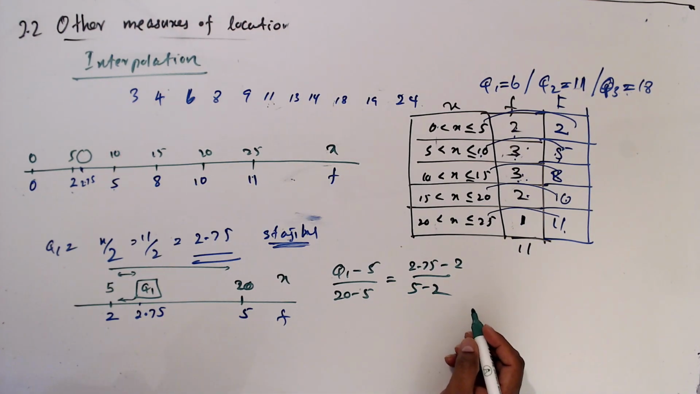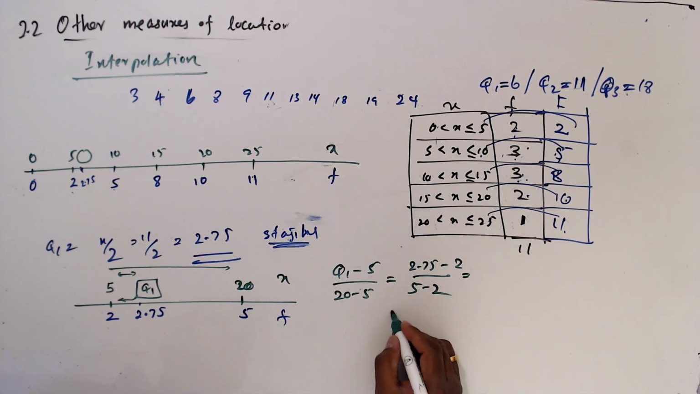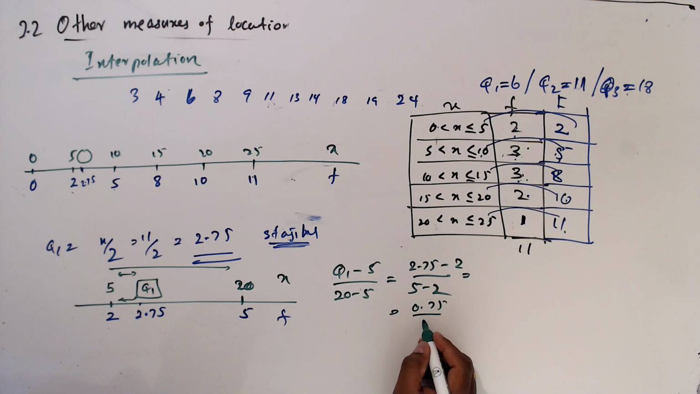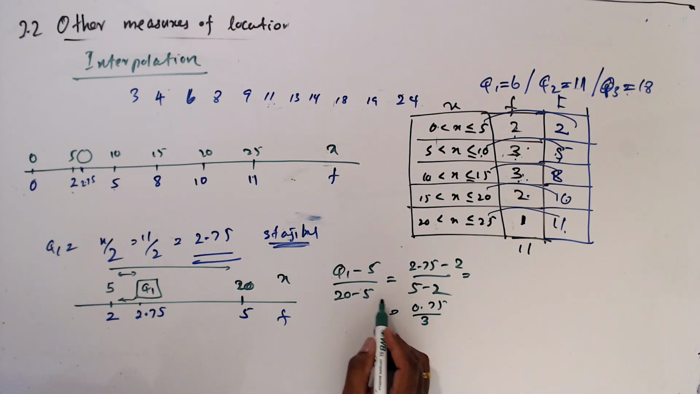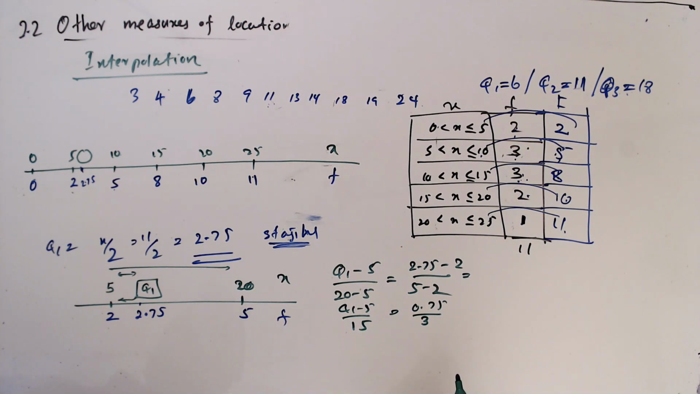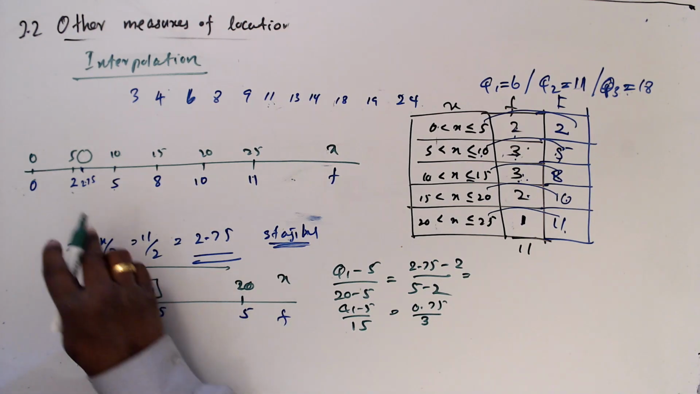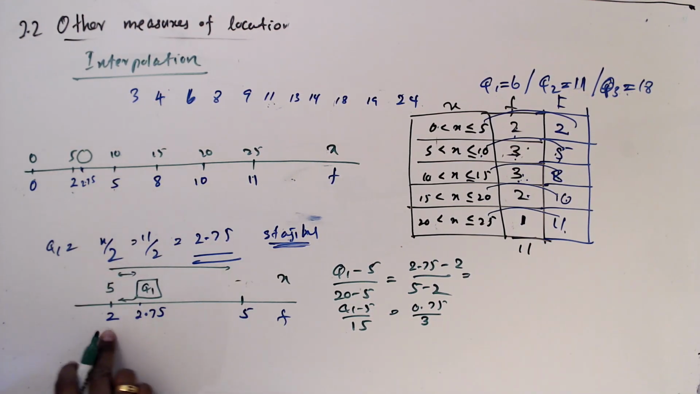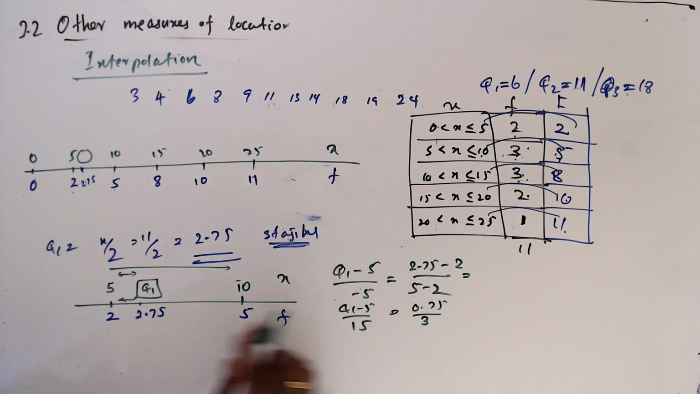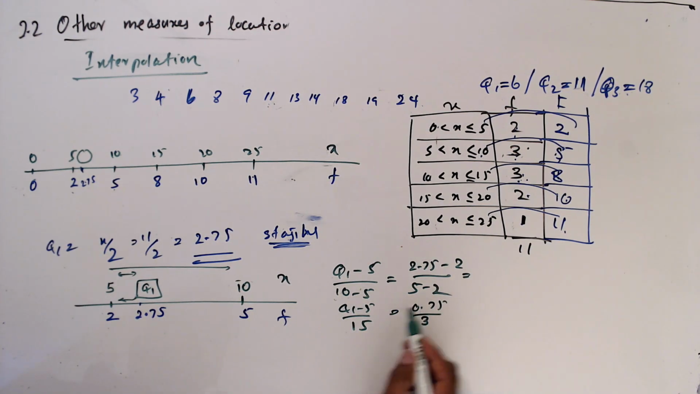Now what is the Q1 value? 2.75 minus 2 is 0.75, and 5 minus 2 is 3, and this is Q1 minus 5 over 20 minus 5, 15. Am I right here? No, this is wrong. I put a wrong value when I magnified. This has to be 5 and 10. So then 10 minus 5. Sorry about this one. Q1 minus 5 over 10 minus 5, and 2.75 minus 2 over 5 minus 2.